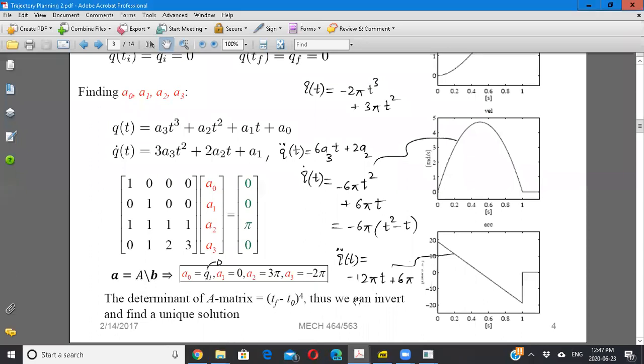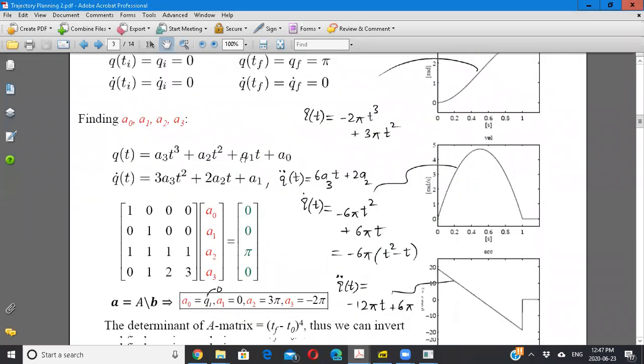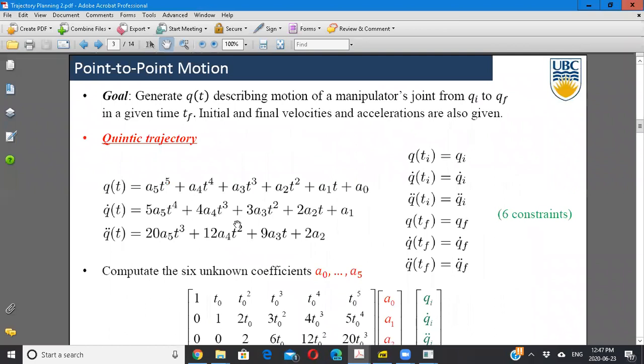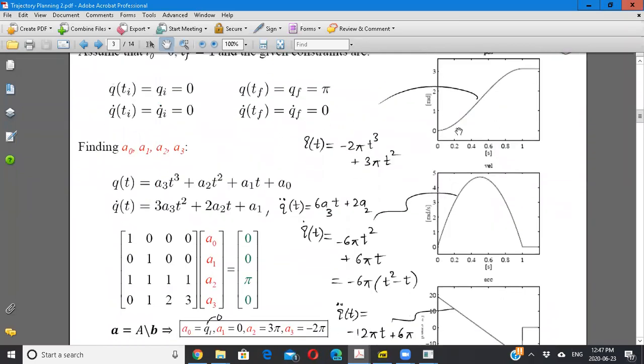Okay. And now we have got your trajectory. What is the equation of this plot? Plug in the A's values. From here, I found that A0 is Qi, Qi is 0, so A0 is 0. So this will not be present. Put 0 in its place. A1 is 3 pi, so put 3 pi here.